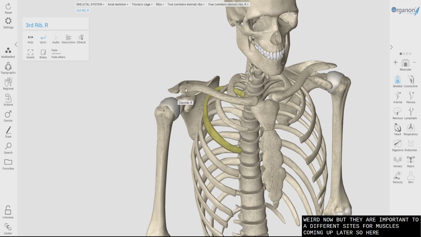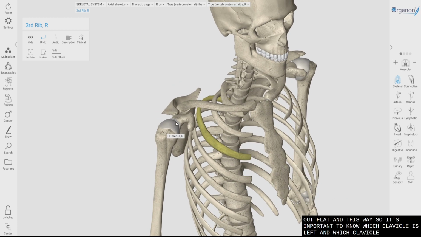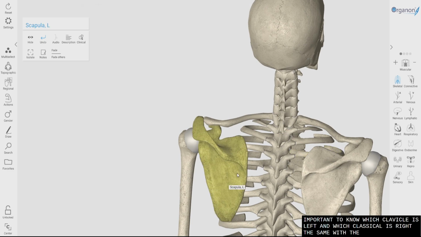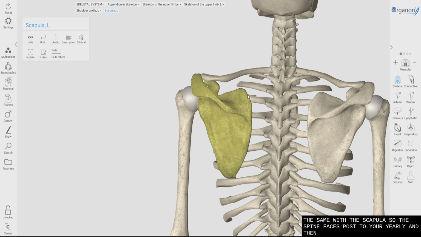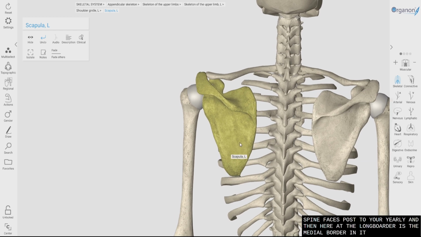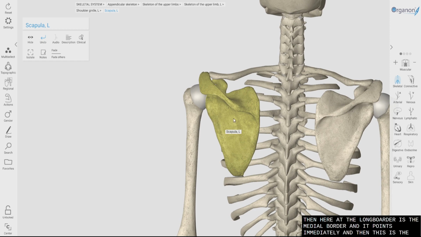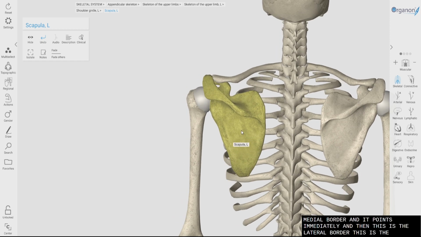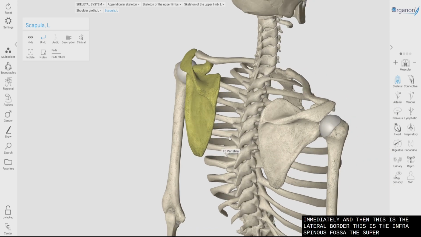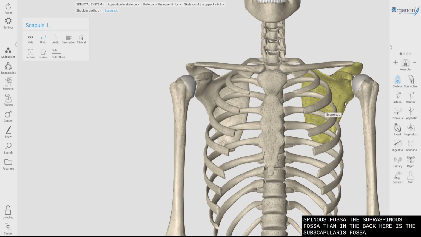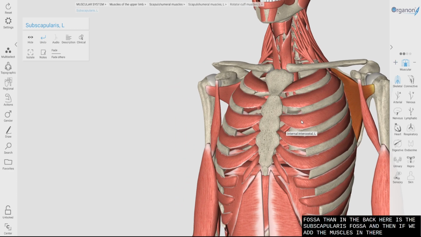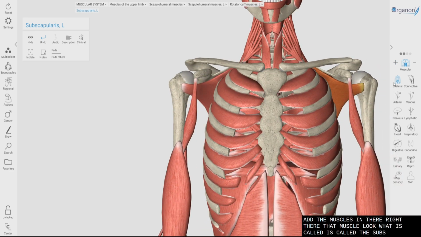So here, the S points out, flat end this way, so it's important to know which clavicle is left and which clavicle is right. Same with the scapula, so the spine faces posteriorly. And then here, the long border is the medial border, and it points medially. And then this is the lateral border. This is the infraspinous fossa, the supraspinous fossa. And then in the back here is the subscapular fossa. And then if we add the muscles in there, right there, that muscle, look what it's called. It's called the subscapularis. Whoa.